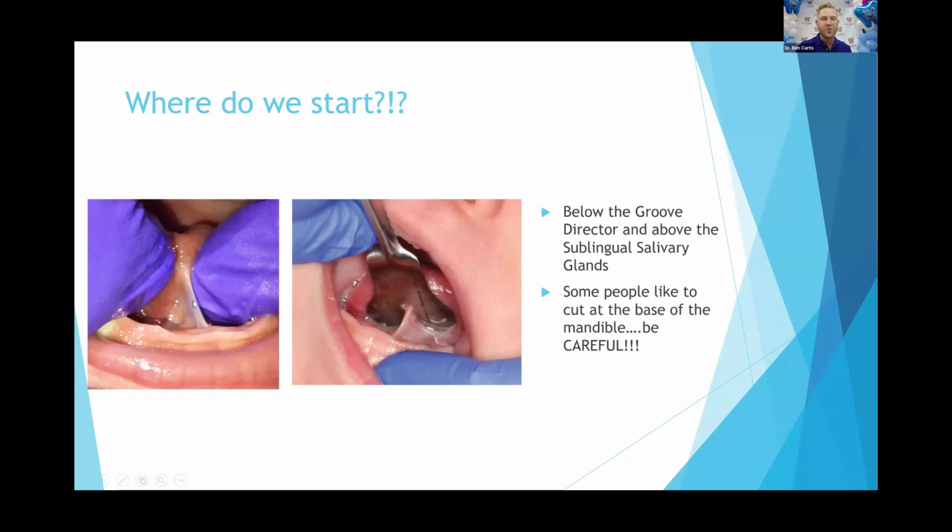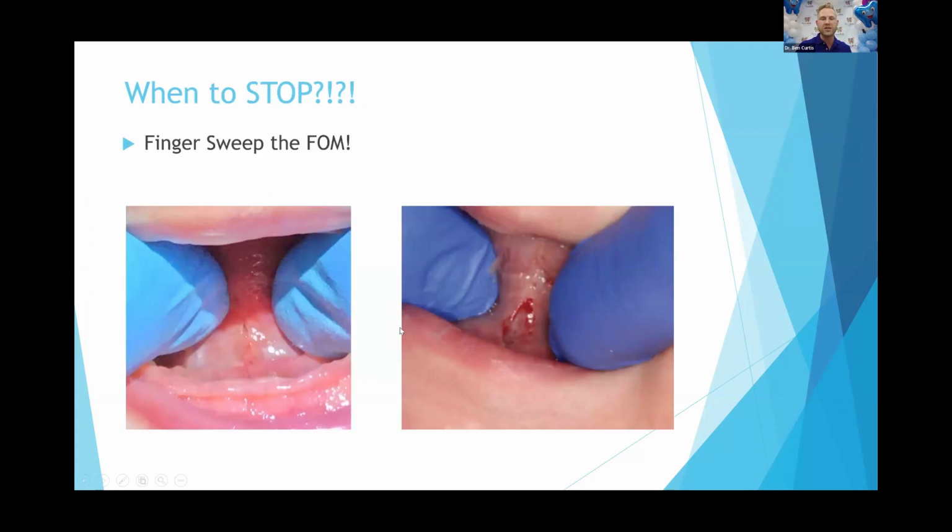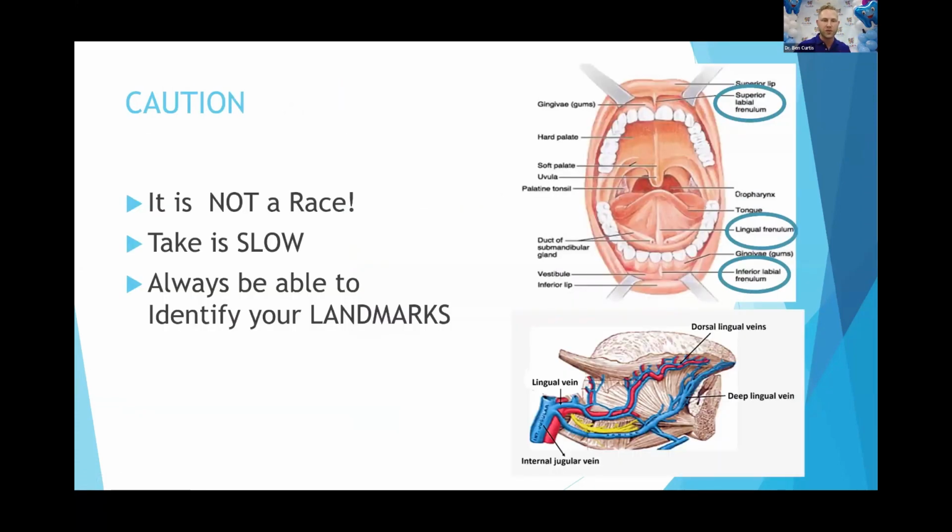So where do we start? We're going to start in the middle, below the tongue and above the salivary glands, below the tongue groove director and above the salivary glands, and make your horizontal incision, okay? Where do you stop? You should normally see kind of a diamond-shaped incision here, and when you rub your finger over it, it should be nice and smooth, okay? So when you elevate it, we want to see all those deep fascial fibers are removed, okay?